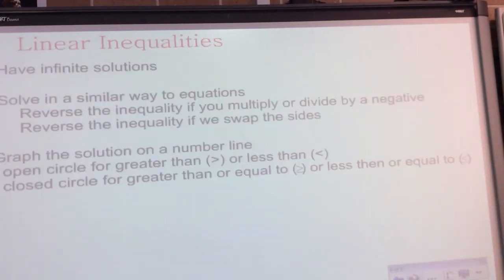Alright. This is a short summary that you need to write in your books. Linear inequalities have infinite solutions.